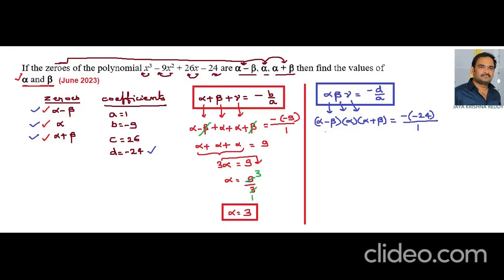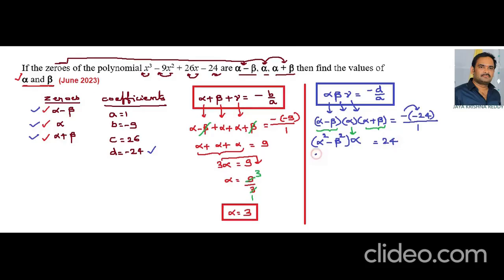So here we have to multiply alpha minus beta into alpha plus beta. First we will write this result. Alpha minus beta into alpha plus beta is alpha square minus beta square. That is in the form of a minus b into a plus b, so the result is a square minus b square. In the same way, alpha minus beta into alpha plus beta is alpha square minus beta square. And next write the remaining alpha term, into alpha equal to, on the right hand side, minus into minus, so it will become plus 24 by 1, which means 24.